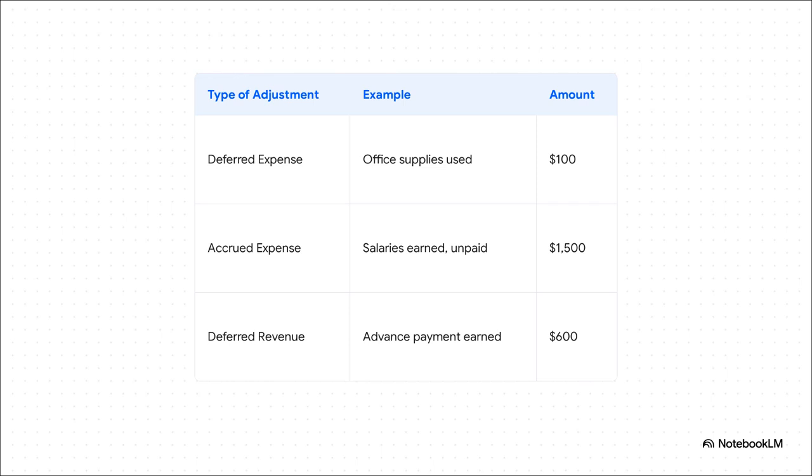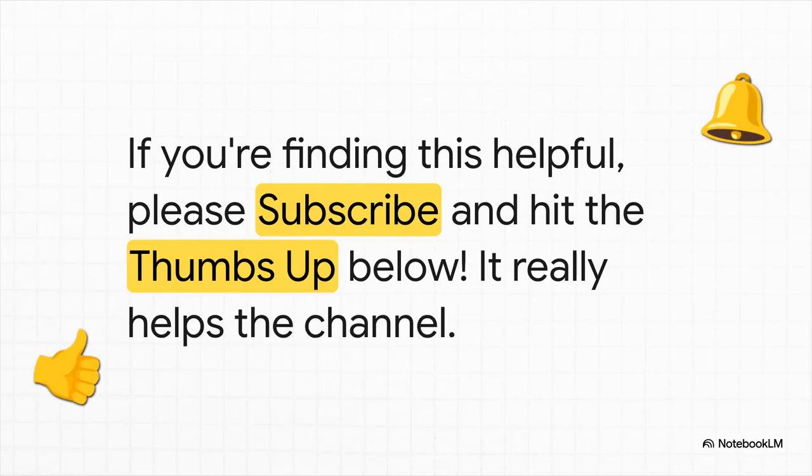Okay, let's check back in with Printing Plus. So during the month, they used up $100 worth of office supplies. Their employees also earned $1,500 in salary that hasn't actually been paid out yet, and they finished $600 worth of work for a customer who had paid them in advance. All of these things need an adjustment. We're about to see how these adjustments really fix our financial picture.